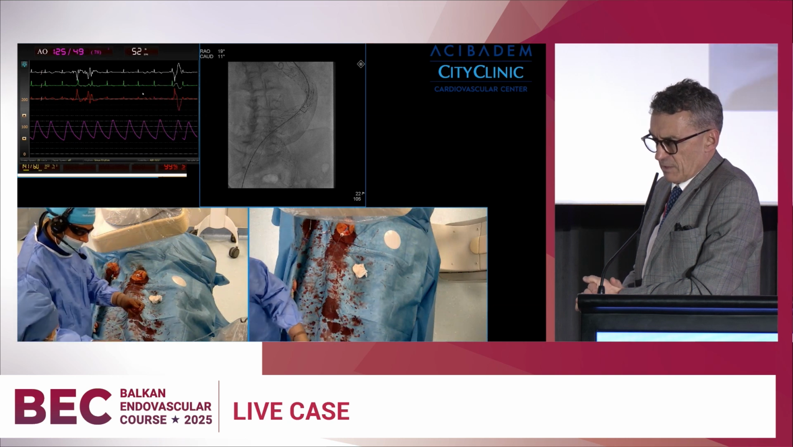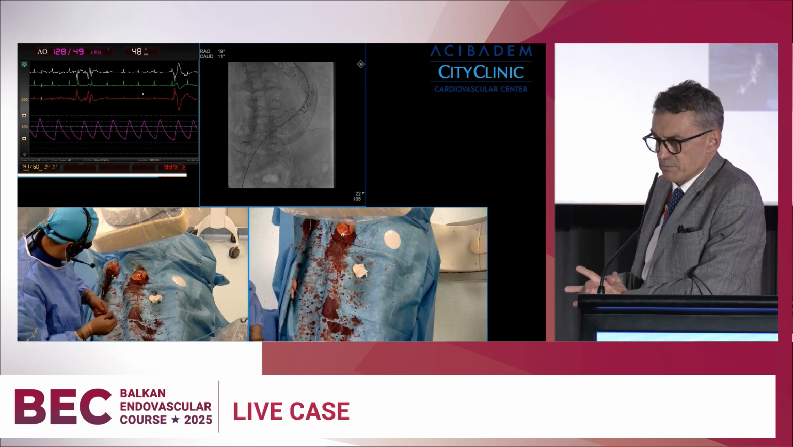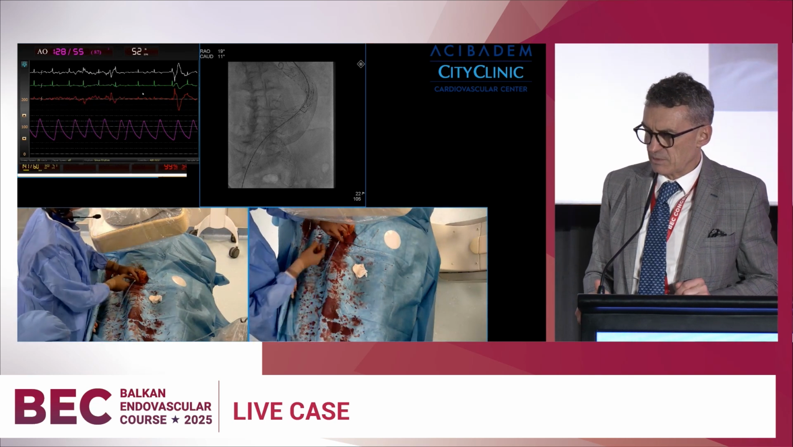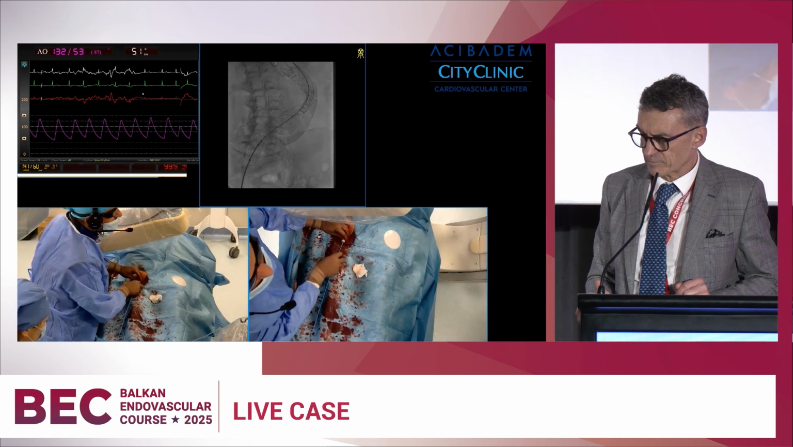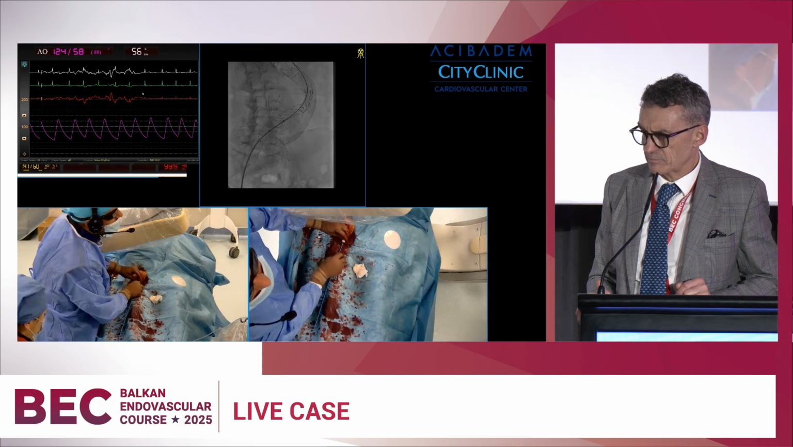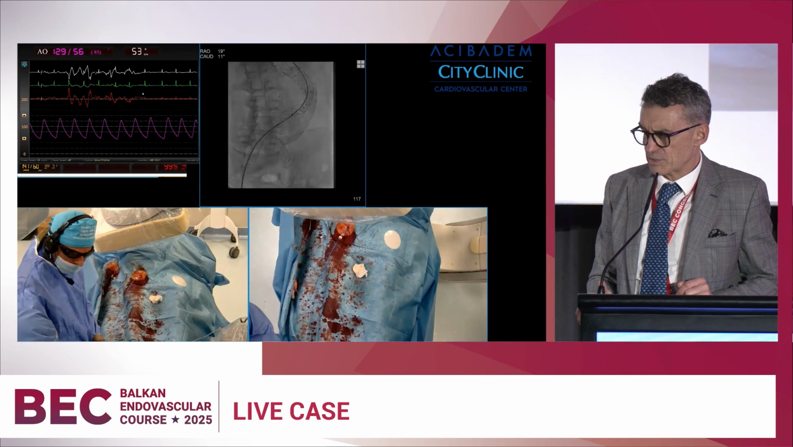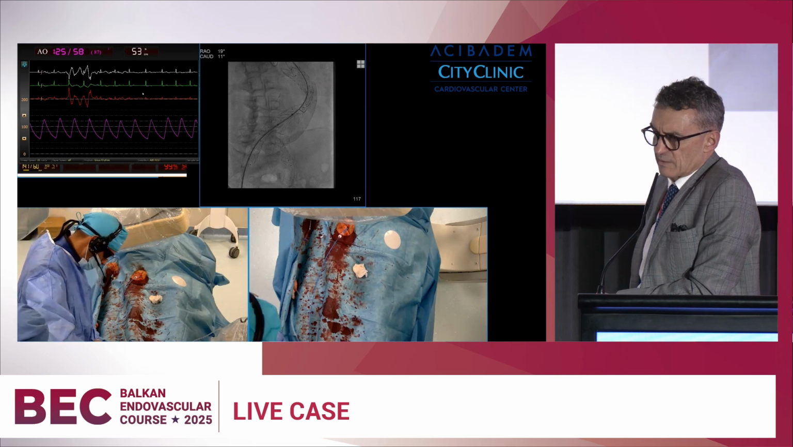In fact, it's a challenging situation because it's quite a big aneurysm, and for the iliac zone, it's a huge aneurysm. Yeah, over there, just at the edge of the new stent.